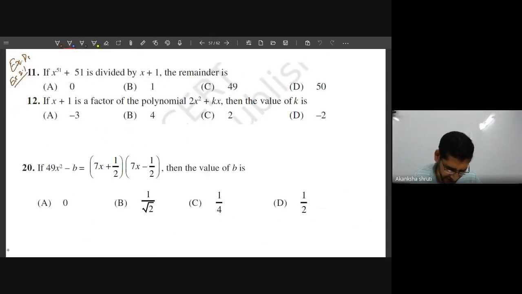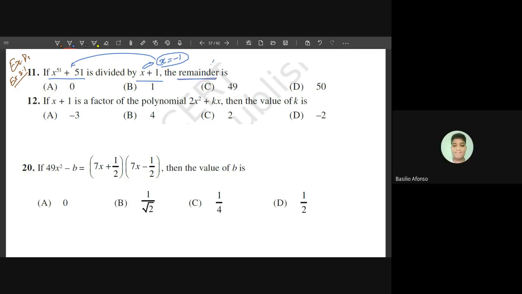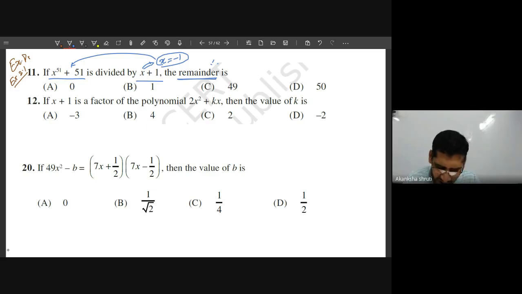See, the same question is in question number 11 also. Students, here x plus 1 is a factor of this. It means what you can do? Here x equals -1. This -1 you have to substitute where? In this one. Okay, so what will be the remainder? Very good. So remainder r(x) is equal to p(-1).